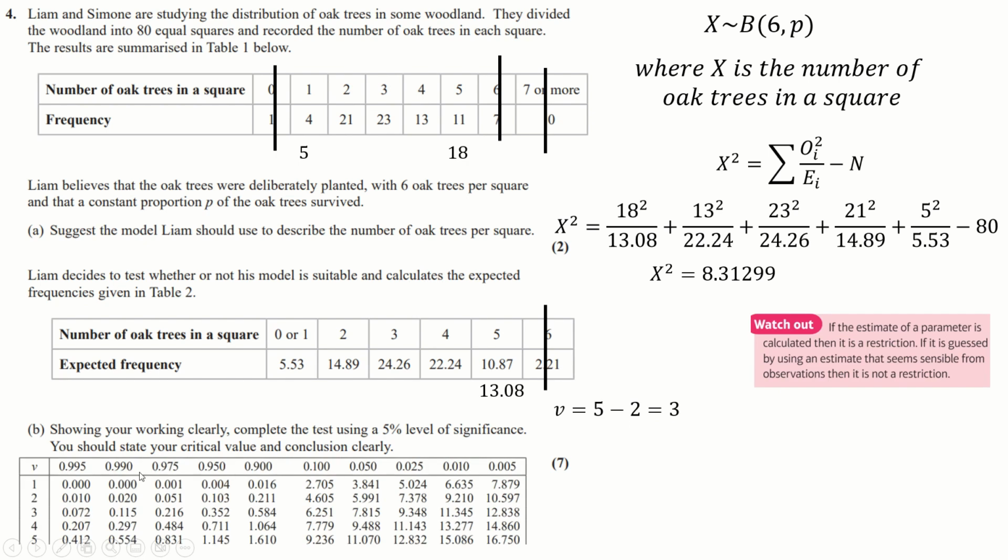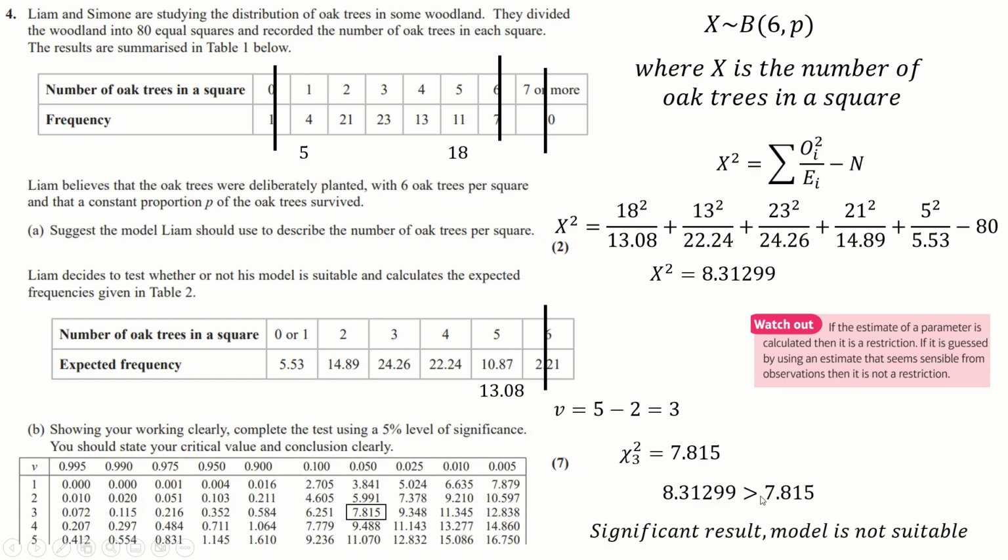And so we'll look in the chi tables, and we'll end up with 3 here, 0.05 over here. We'll take that box there, and that is actually less than the one that we got here. So we're within the critical region, and therefore we'll reject the model and say it's not suitable.